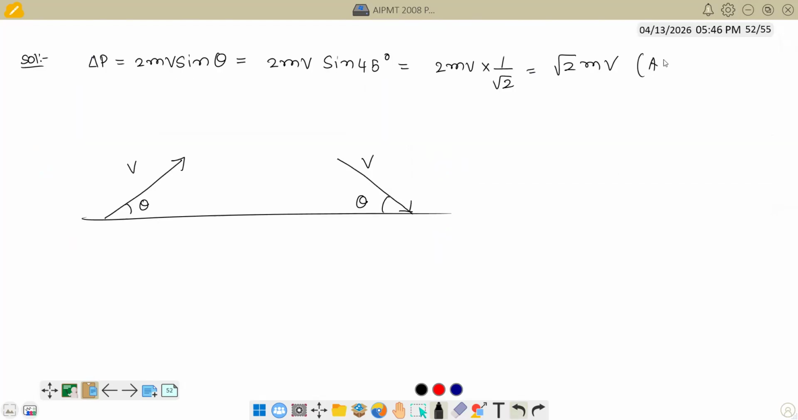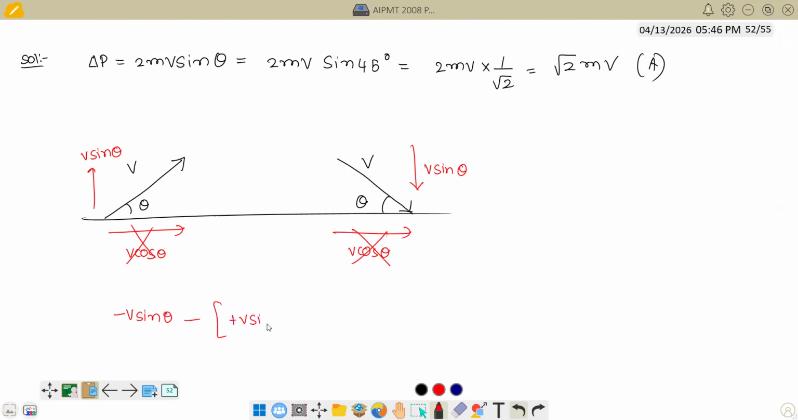But let us say you did not realize that this is similar to the ball hitting the wall model. You can do it step by step also. This is V. I can resolve this into V cos theta and V sin theta. Here also I can resolve this into V cos theta and V sin theta. So when I subtract them, both are in the same direction, these two would get cancelled out. So I'll get minus V sin theta because it is pointing downward, minus of plus V sin theta, which is pointing upward.